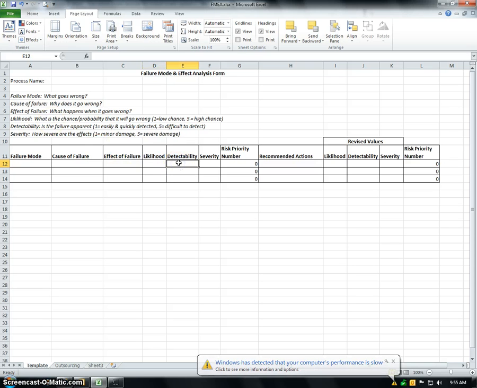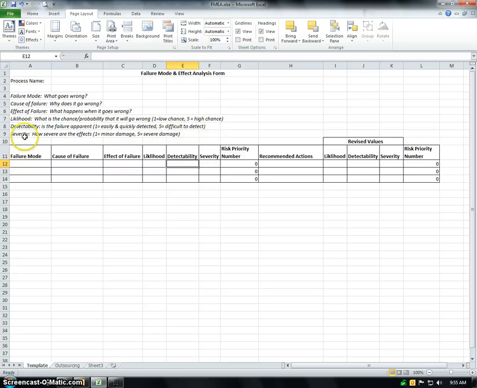Then the next thing we're going to score is the detectability. Is the failure apparent? In other words, when the failure happens, do you know that it happens right away? Or is it something that can fail and you don't realize that it's happened until maybe the customer gets hold of it? 1 means it's easily and quickly detected. So immediately when the failure happens, you know that it happened. You can do something about it right then. A 5 means that it's very difficult to detect, and it may not be detected until it's in the customer's hands.